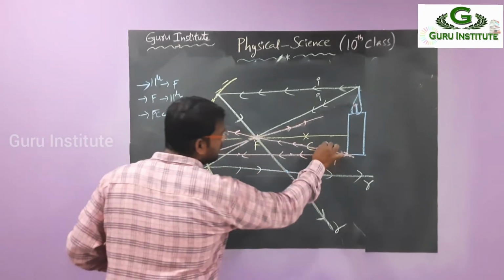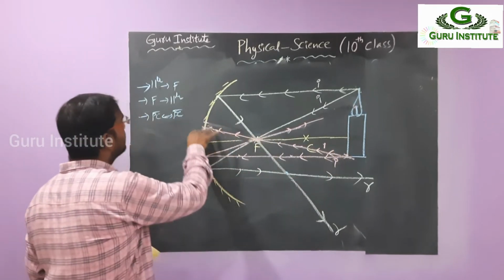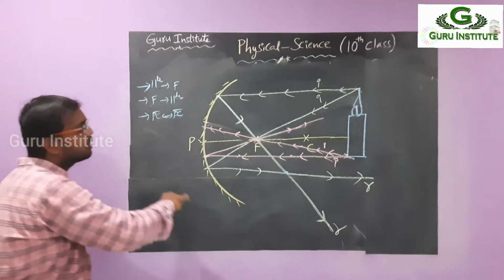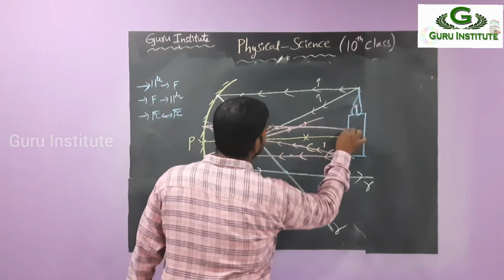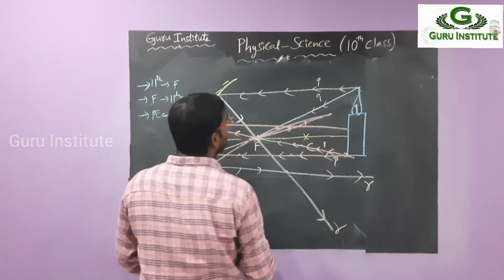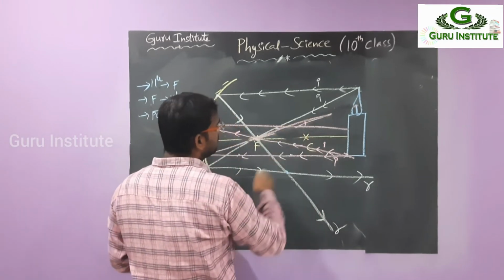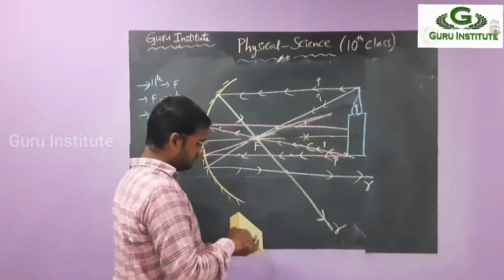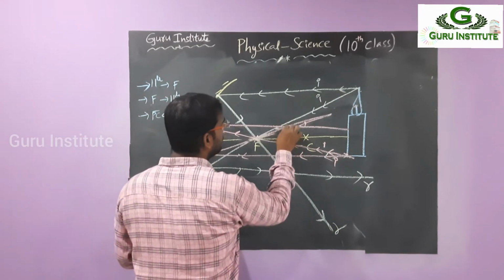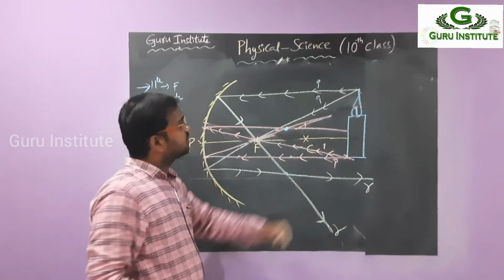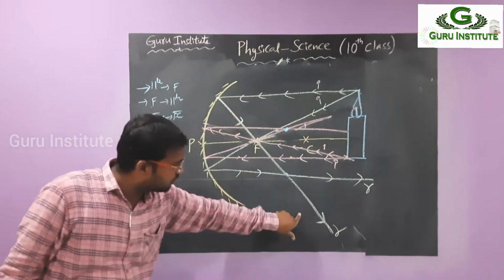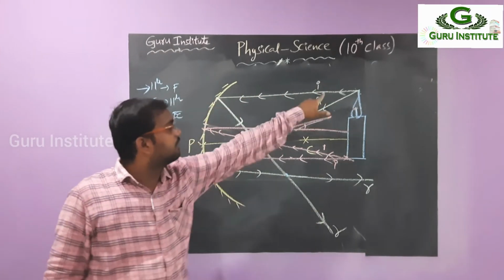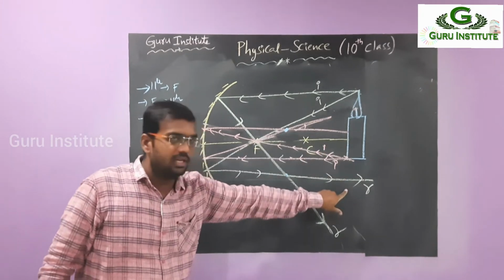This is the incident ray, falling here. Passing through the focus, it goes parallel to the principal axis, so we have to join this one. These two meet here. So the first two incident rays fall like this. Parallel to the principal axis, passing through the focus, it will be here. And passing through the focus, parallel to the principal axis, it will be here. These two meet here.